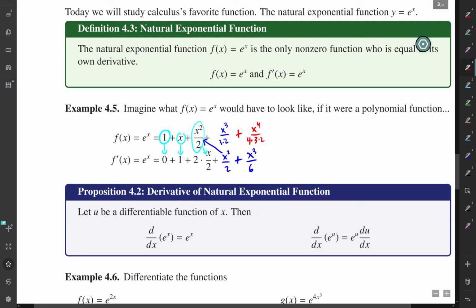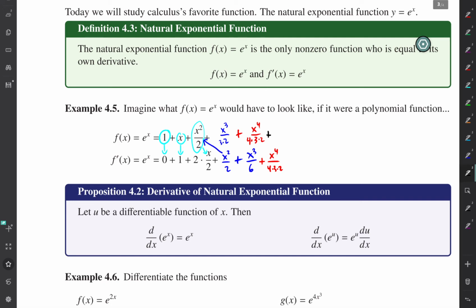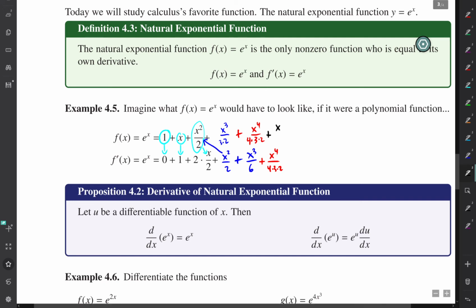Okay? So you can check that if I take the derivative of the red thing, I do get x to the 3rd over 6. That means I need to tack this on over here, x to the 4th over 4 times 3 times 2. Okay, well then what do I take the derivative of to get x to the 4th over 4 times 3 times 2? It's going to be x to the 5th over 5 times 4 times 3 times 2. And then that means that this must go over here because these two functions are supposed to be equal.